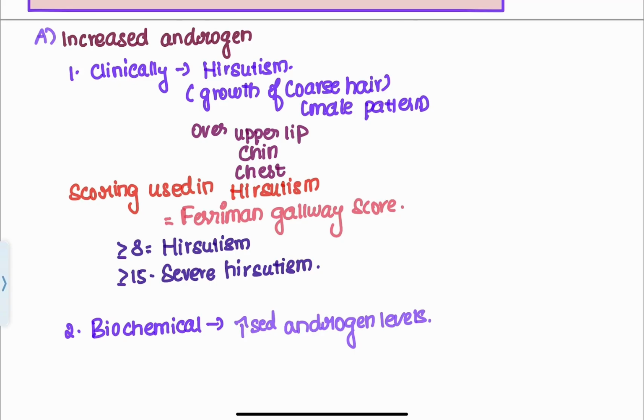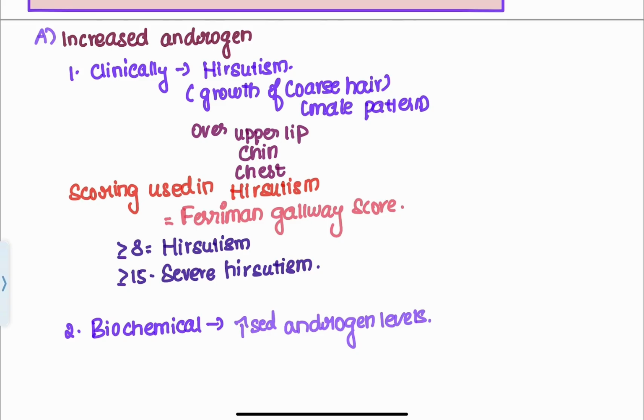But if the Ferriman-Gallwey score is more than or equal to 15, then that female is a case of severe hirsutism. So there is a difference between hirsutism and severe hirsutism. More than or equal to 8, she is a case of hirsutism. But if it is more than or equal to 15, then she is a case of severe hirsutism. So depending upon the features, the treatment will also vary. The treatment also needs to be more aggressive than for simple hirsutism. So there is actually a difference between simple hirsutism and severe hirsutism.